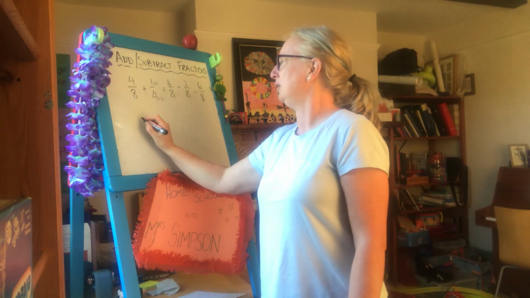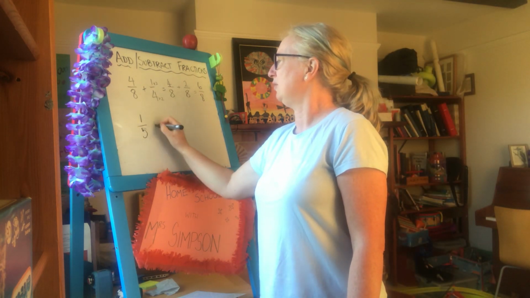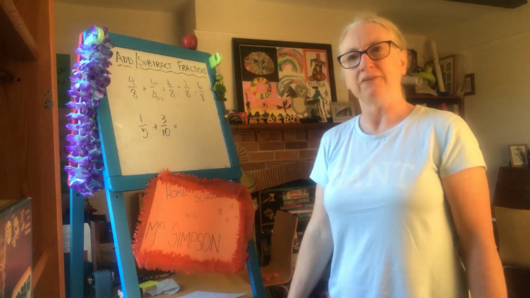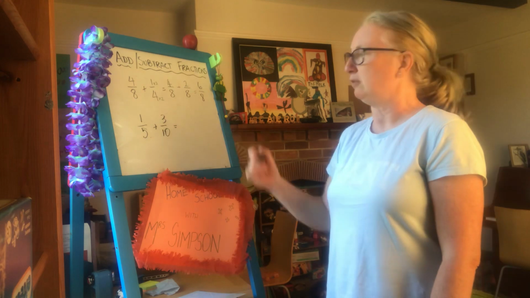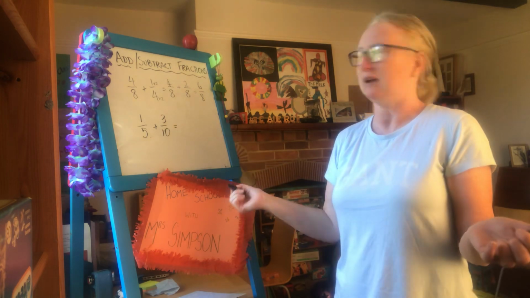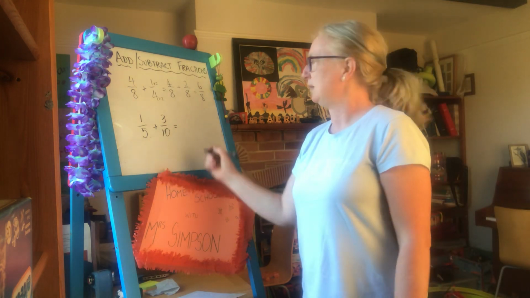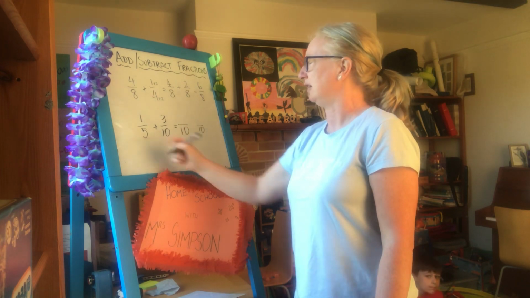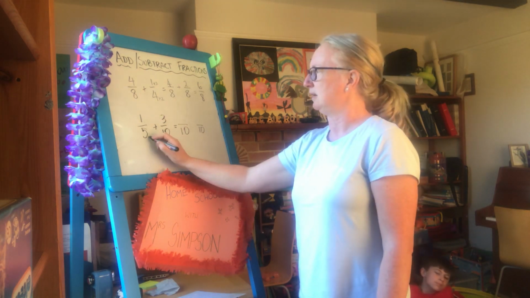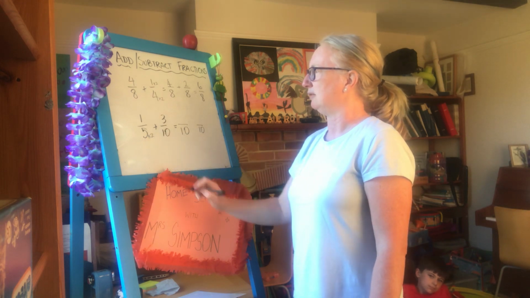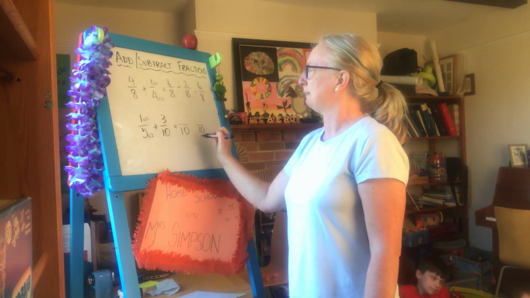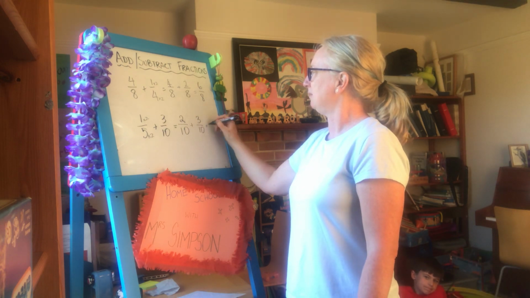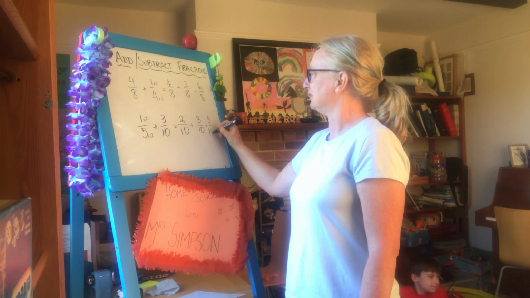Let's try one more. 1/5 plus 3/10. So 5ths and 10ths can both become a common denominator. We can make them both be 10 on the bottom, because we can easily turn 5 into 10. What do we have to do to it? We need to double it. Double the top as well. So we have 2/10 and 3/10 makes 5/10.